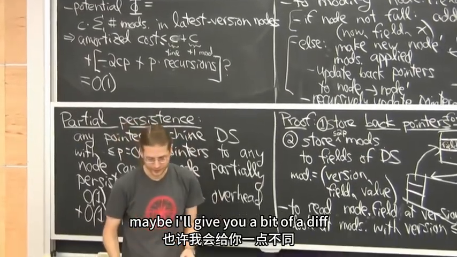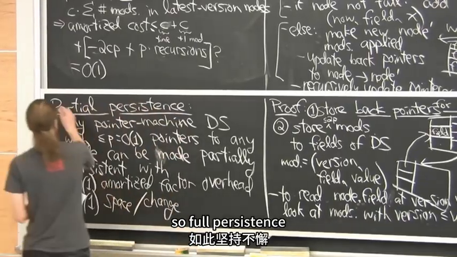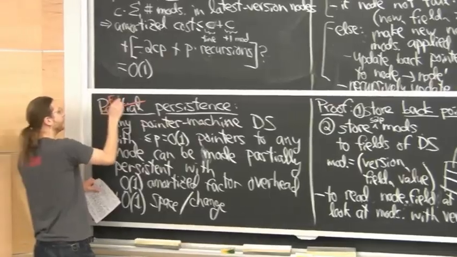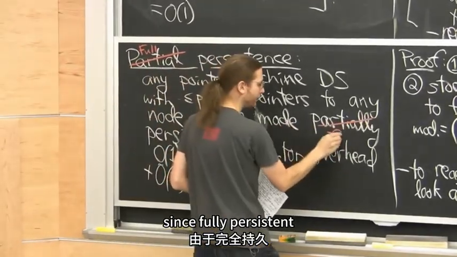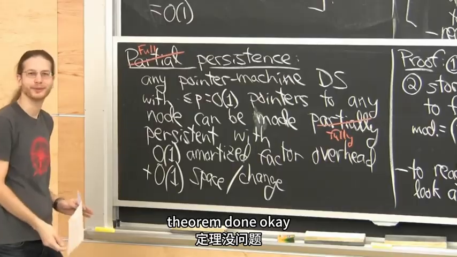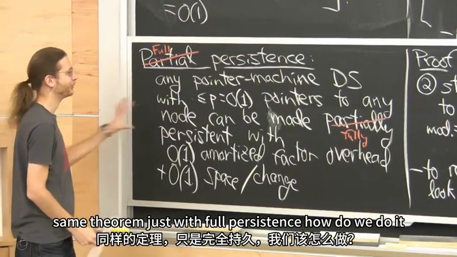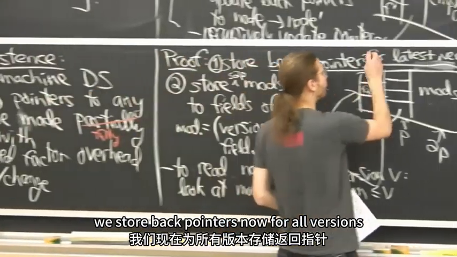Maybe I'll give you a bit of a diff. So, full persistence, fully persistent, theorem, done. Okay, same theorem, just with full persistence. How do we do it? We store back pointers, now for all versions.